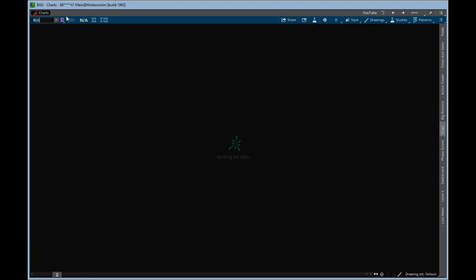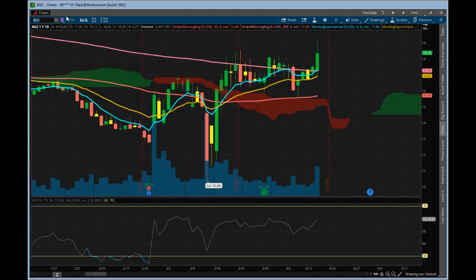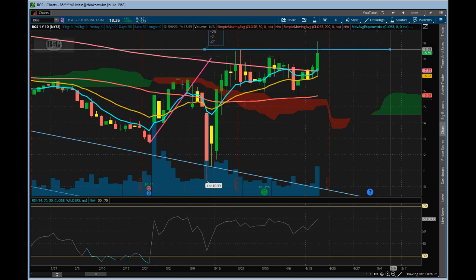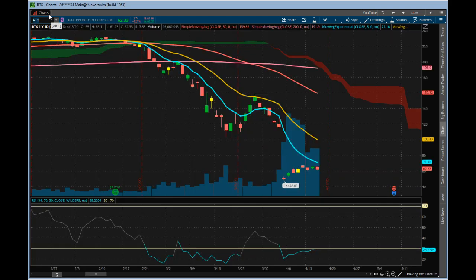BGS, Biggs, B&G Foods. Yeah, more grocery store type stuff. Let's see if we can close above those levels right here. Upper shadow at prior resistance. And then RTX almost looks like an IPO, right?